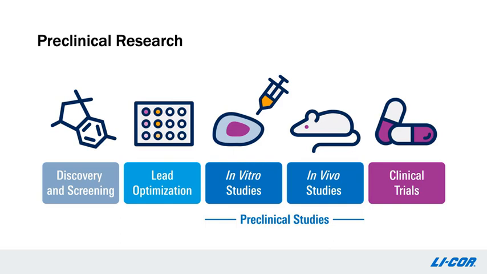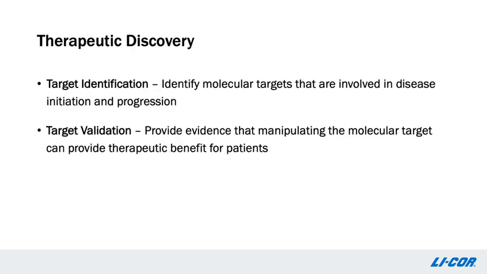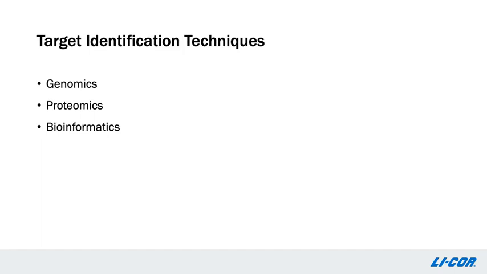We will talk about these steps in more detail and focus on the research that takes place in preclinical studies. The first step of therapeutic discovery is to identify and validate potential targets which may provide a benefit to patients. A combinatorial approach is used in order to identify thousands of potential targets for further validation. Several target identification techniques exist.